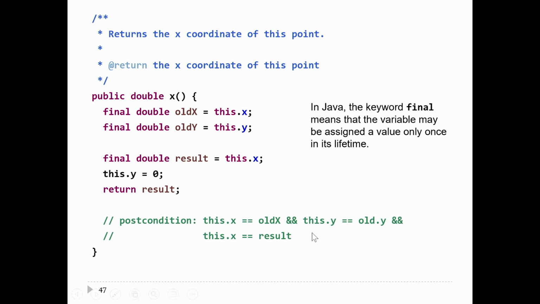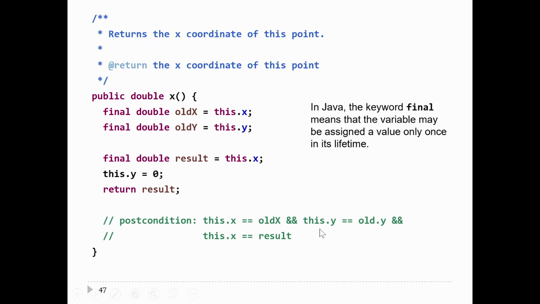Right, so let's look at the postcondition first. Right, so remember, a condition is something that evaluates to true or false. Right, so this is just a Boolean expression down here. Right, now what does this expression say? It says, right, so this x, right, that's the x coordinate of this point, is equal to old x. Right? Now what's old x? Well, old x is the value of the x coordinate when the method first started running. Right? So this is saying that the method does not change the x coordinate of the point.